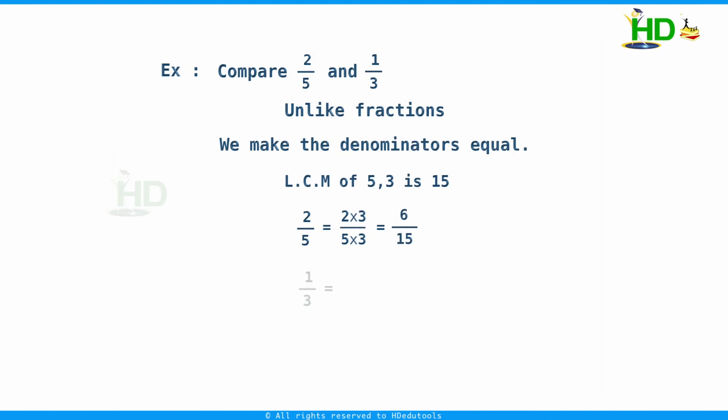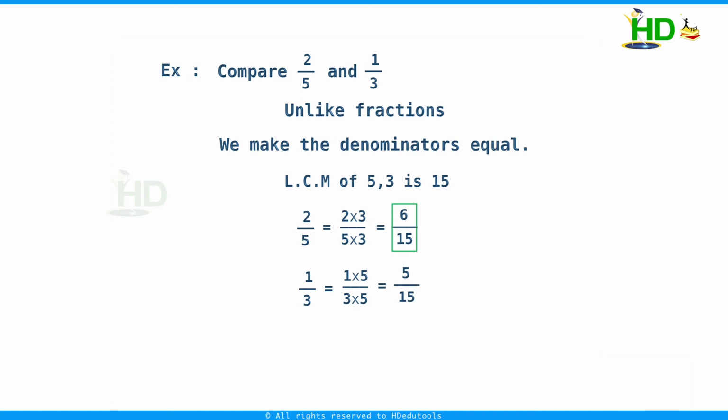Now consider 1 by 3. Here the denominator is 3. Now we have to make this into 15. For this we multiply 3 with 5 and also the numerator 1 with 5, so that the value of the fraction does not change. So this can be written as 1 into 5 divided by 3 into 5. So it is nothing but 5 by 15. So the fractions become 6 by 15 and 5 by 15.